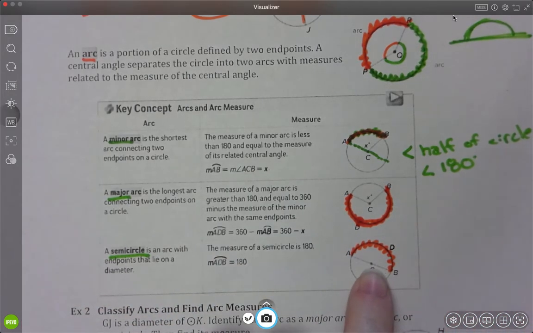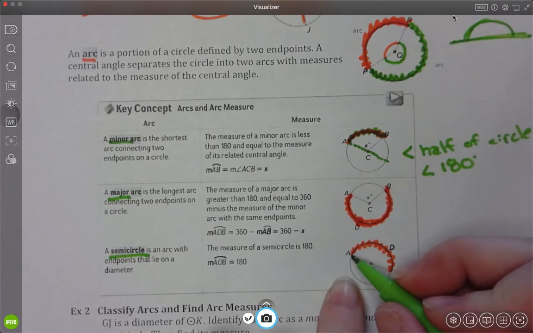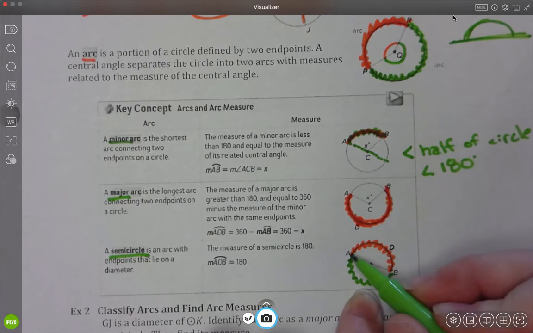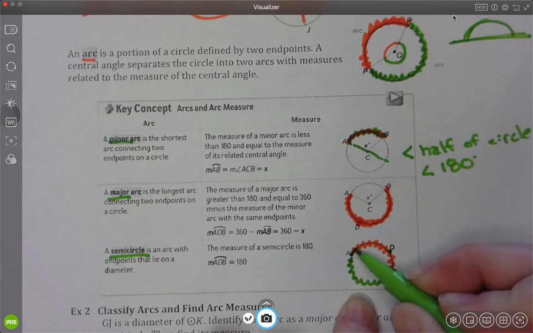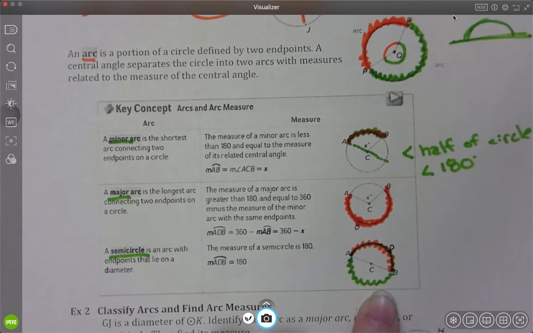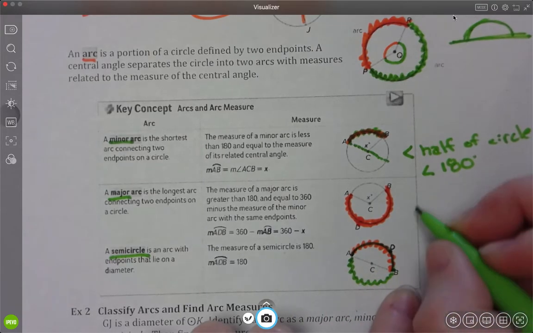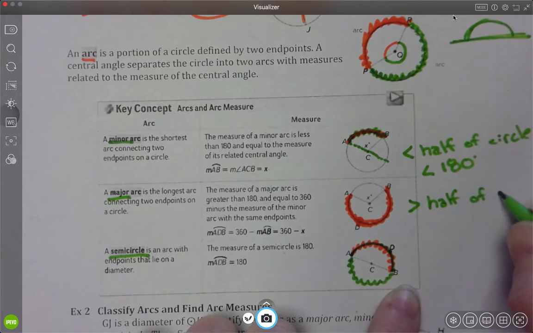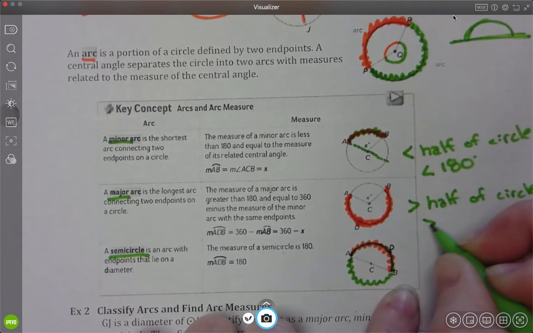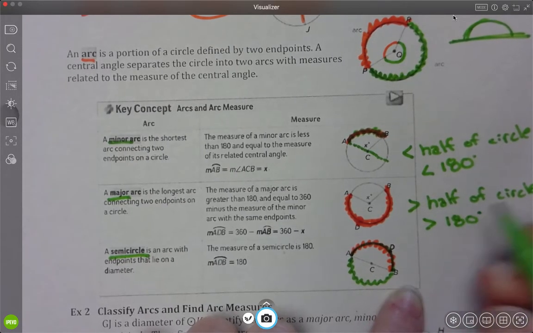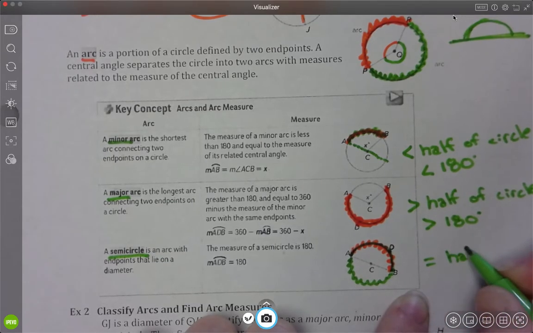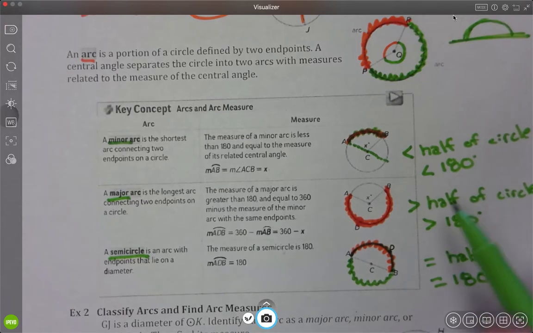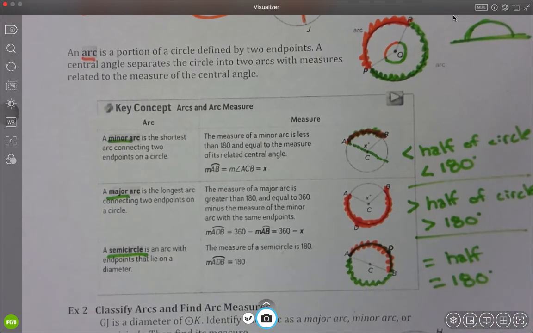Same thing here with the semicircle. How do I know that it's that top side semicircle versus the bottom side semicircle? Well, they've said ADB, which is this length here. So just take note of that. This one is going to be greater than half of the circle, or greater than 180 degrees, and this one's equal to half, or equal to 180 degrees, is what a semicircle will be. So that's what those look like.